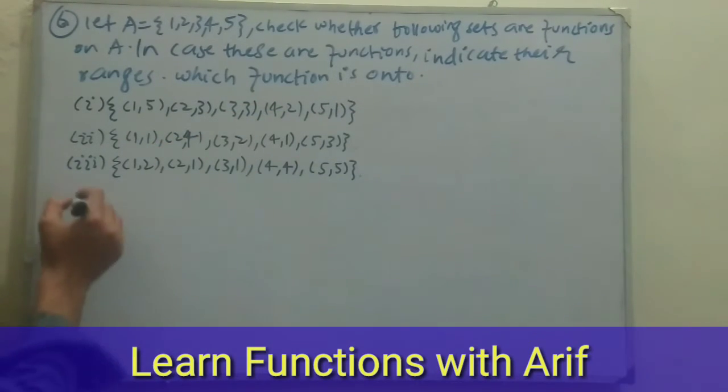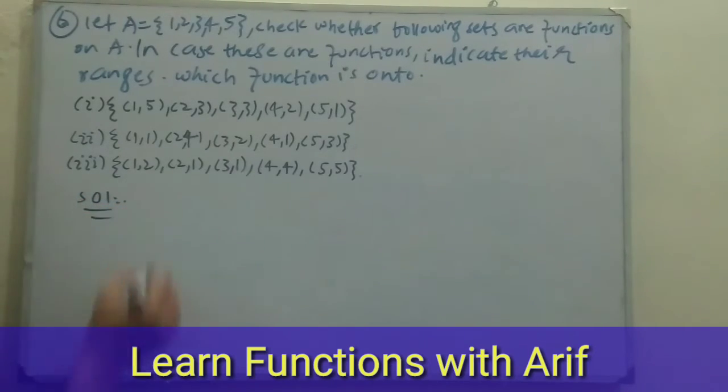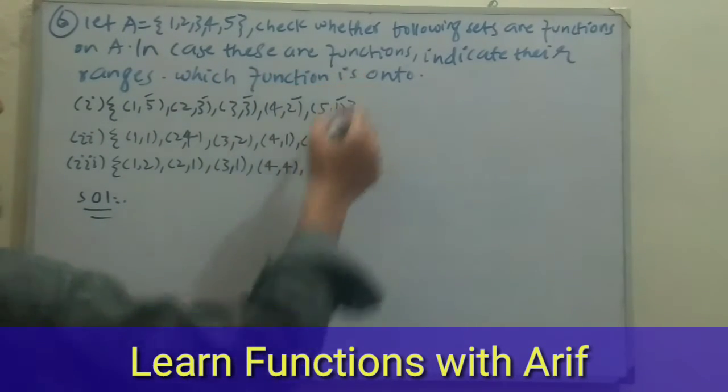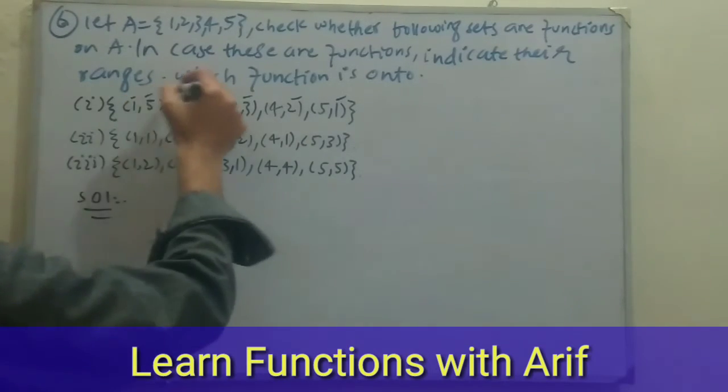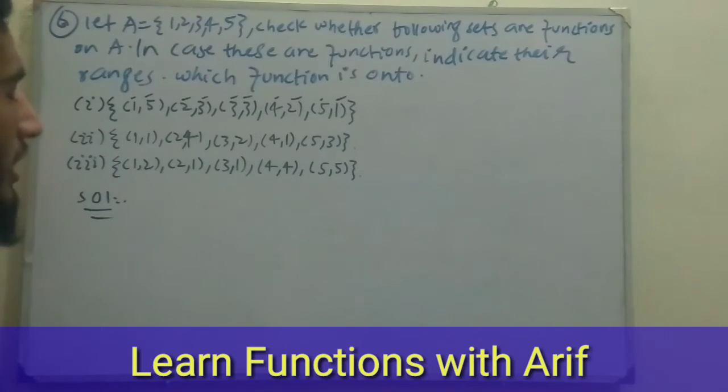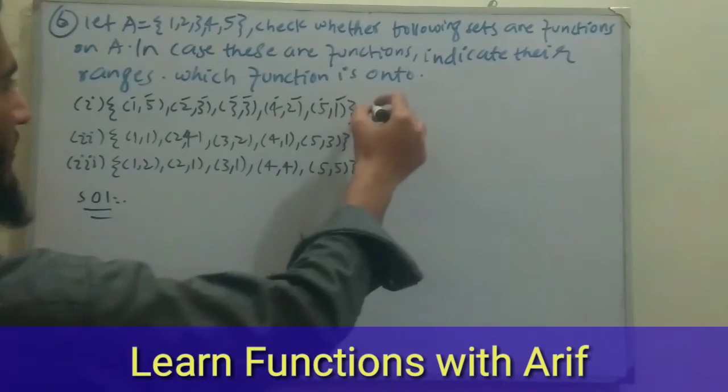So, solution. First we are going to check whether the following sets are functions on A. In case these are functions, indicate their ranges and which function is onto. First we check whether these are functions or not. A function will be defined only when there is no repetition in the domain. Here the range is 5, 3, 3, 2, 1, and the domain we have is 1, 2, 3, 4 and 5. So in the domain there is no repetition of any element. That's why this is a function.